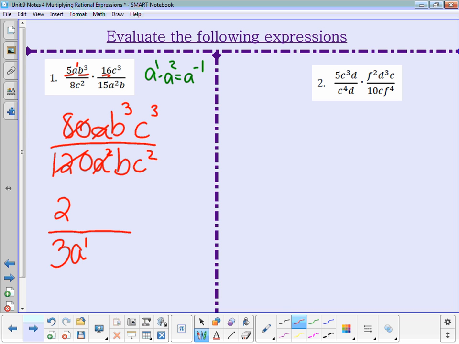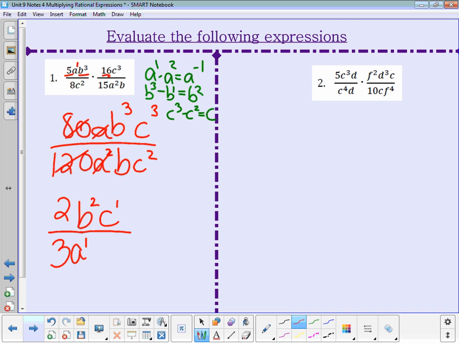Next, I'm going to focus in on my b's. So now I have b to the third minus b to the first. Remember, when you divide things of like bases, you subtract the exponents. This is just like you did on notes 2. Subtracting the exponents, you're going to get b squared. So then on the top of this fraction, I'm going to have b squared. Last but not least, on my c's, I have c to the third minus c squared. Subtract those exponents and you get c to the first. So I'm going to write that on top. So I have 2b squared c over 3a.